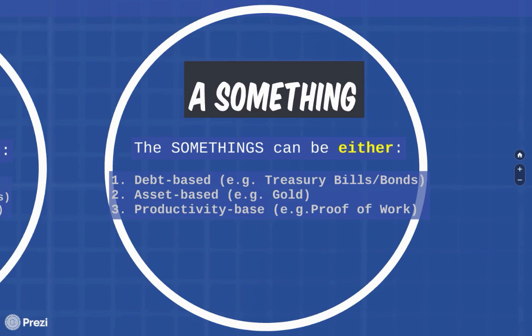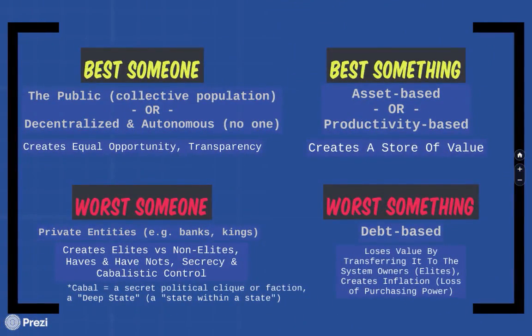The third option is a productivity-based currency, which means proof of work. That means that you produce something, you get a receipt. That receipt is a means of exchange, or something like that. I'm just summarizing things because we have to move quickly.